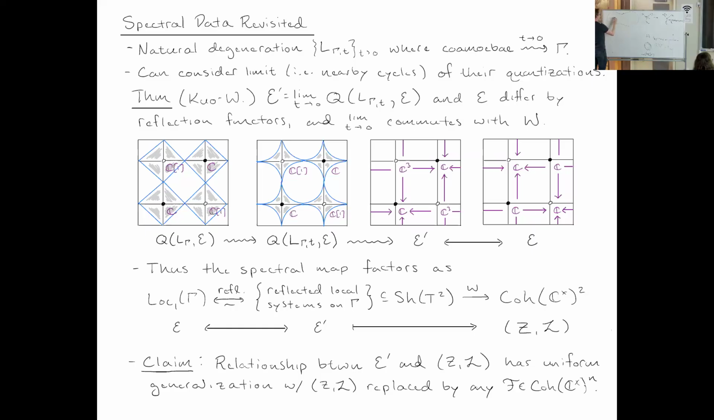I have a higher genus surface, and imagine I have some triangulation of it. You can replace this triangulation with a graph, where the local feature is a vertex in the middle of each triangle. So I can associate to a triangulated surface a graph like this.